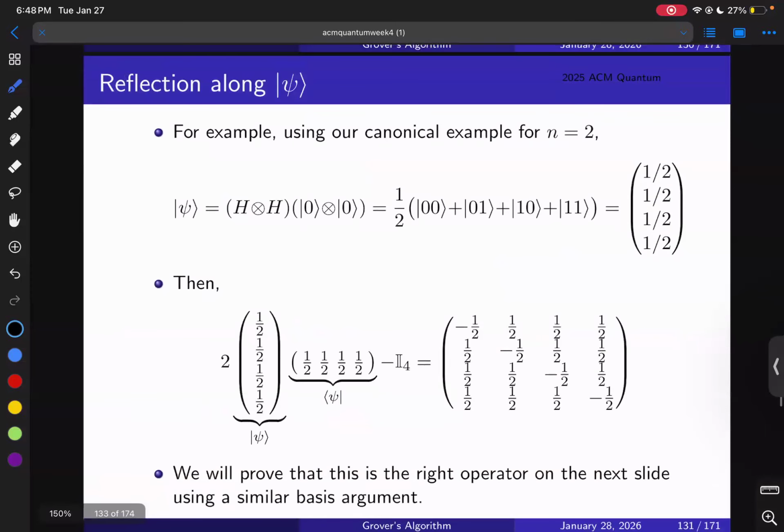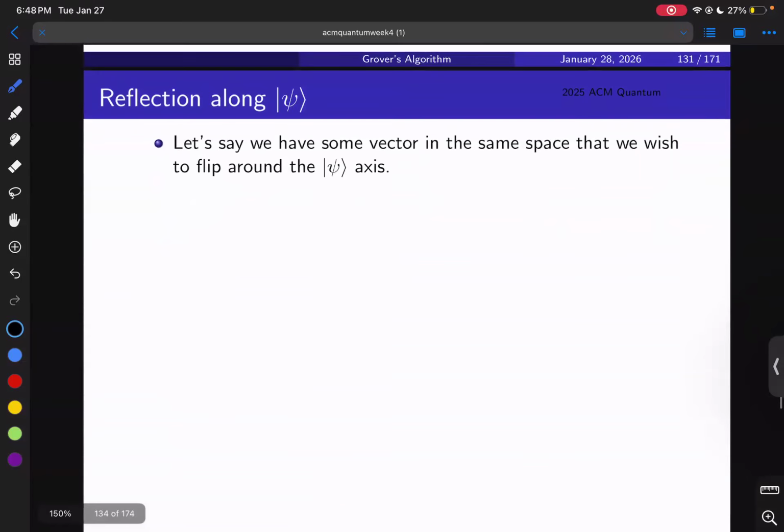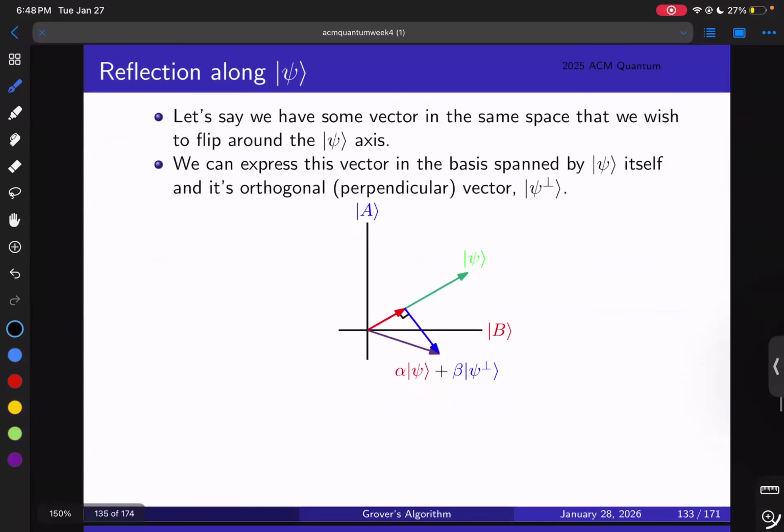Okay, now let's just prove that this is the right matrix to actually do a reflection with. So again, let's just say that we have a vector in the A and B basis that we want to reflect alongside. We're actually going to perform another change of basis, but it's going to be another 2-dimensional basis, so we can show them both with a nice geometric picture.